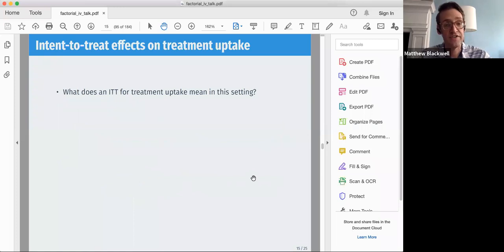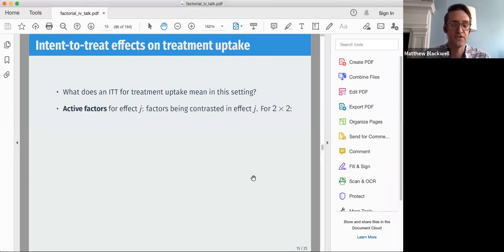An even trickier thing for us is how to define intent to treat for treatment uptake, as opposed to on the outcome. We're going to do this in a particular way, but to do that, we need to define what we call the active factors. For any particular factorial effect, it's either a main effect of some variable or an interaction between multiple factors. For any effect j, we take all of the factors that are either being interacted or the main effect, and we call those the active factors for that particular effect.